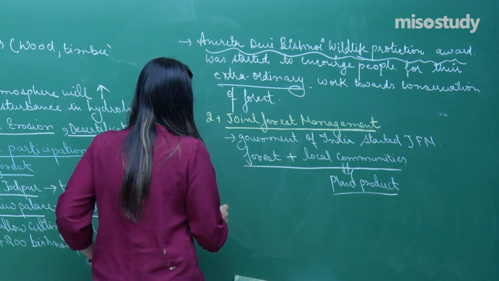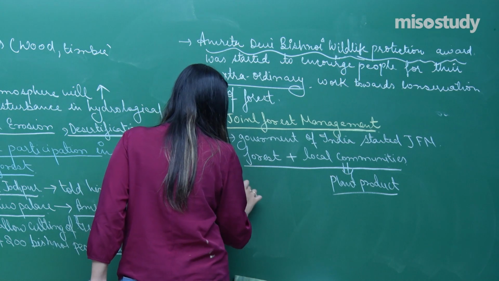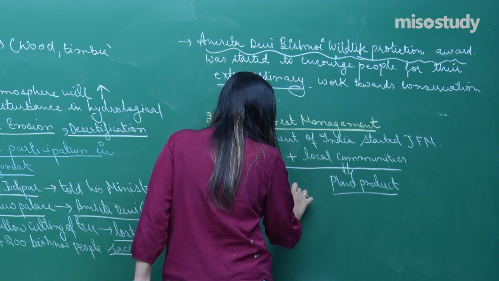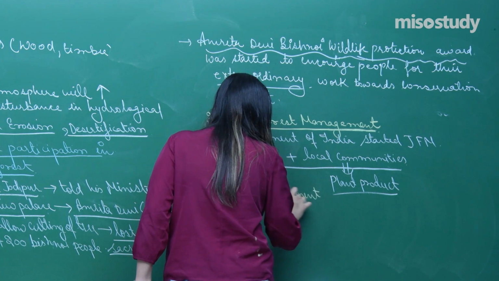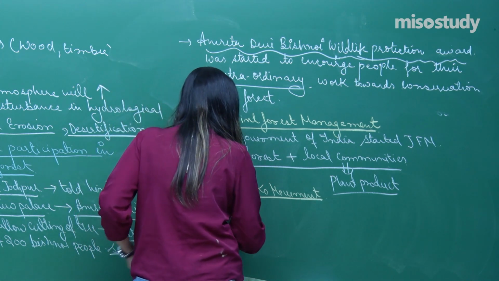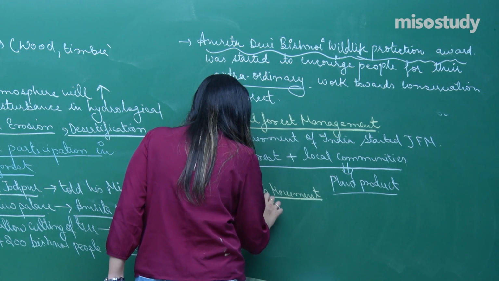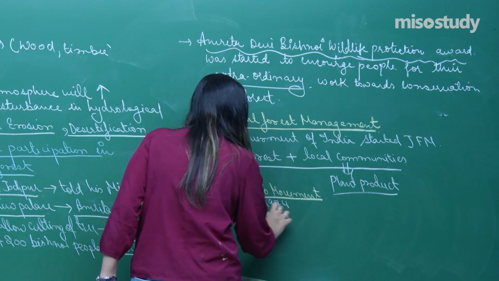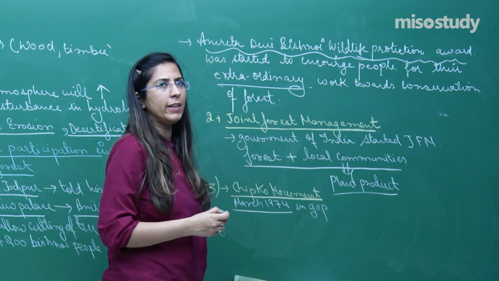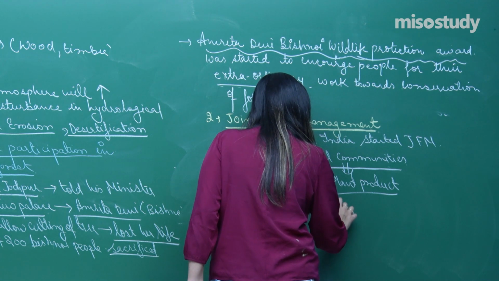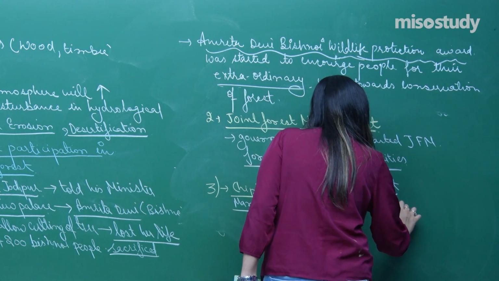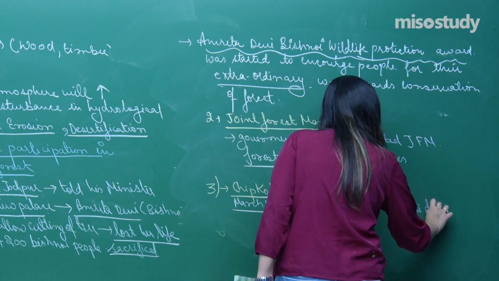Let's talk about the third very important one, which is called the Chipko movement. This movement was started in March 1974 in Gopeshwar, which is in Chamoli district.